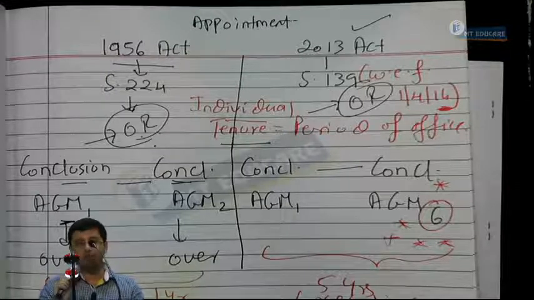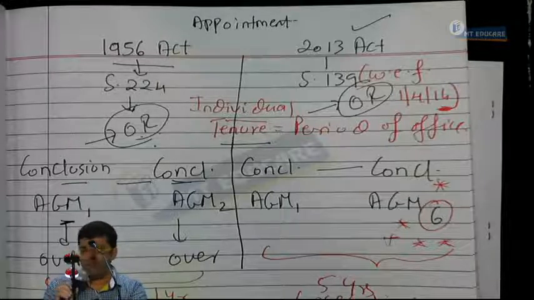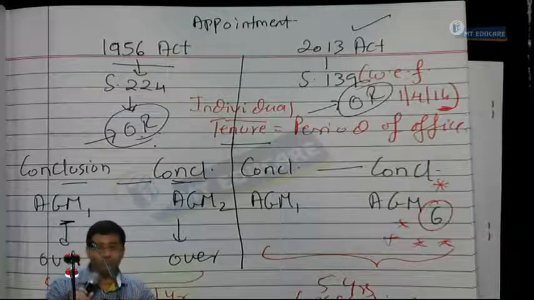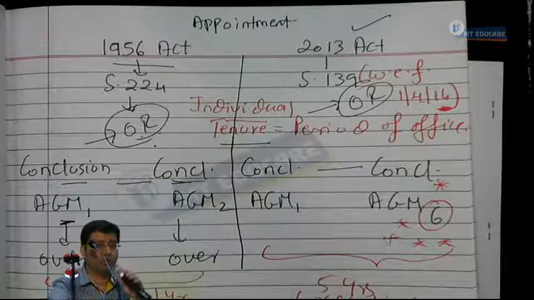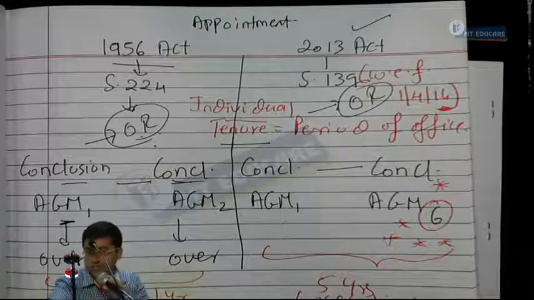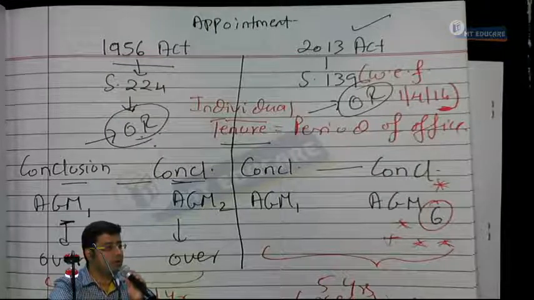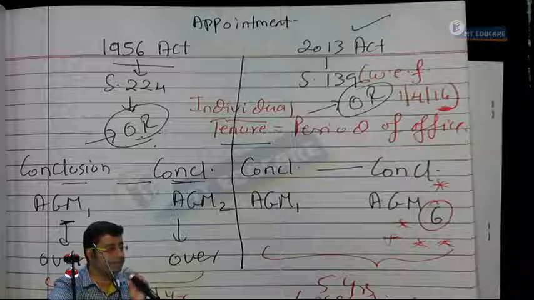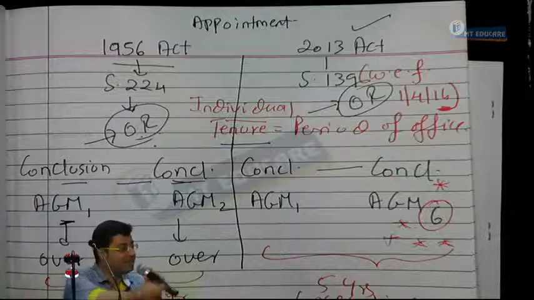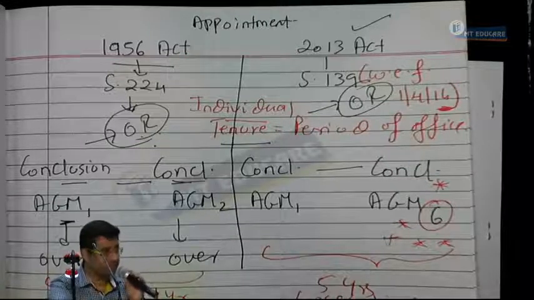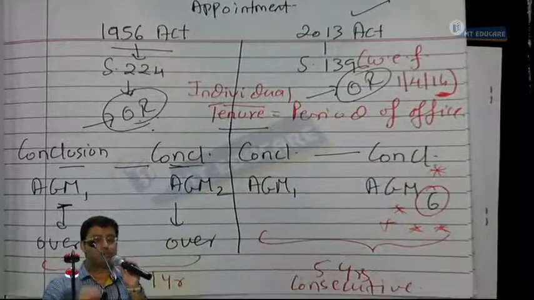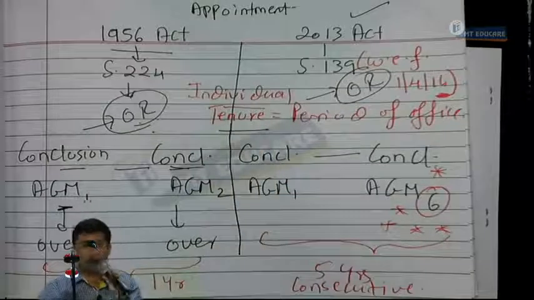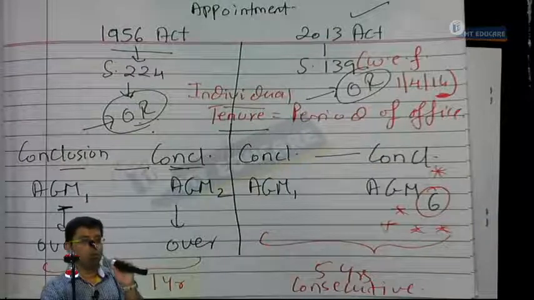Under section 224 of the 1956 Act, auditors were appointed from the conclusion of the first AGM till the conclusion of the subsequent AGM. Subsequent means the next AGM. Their tenure was for one year.